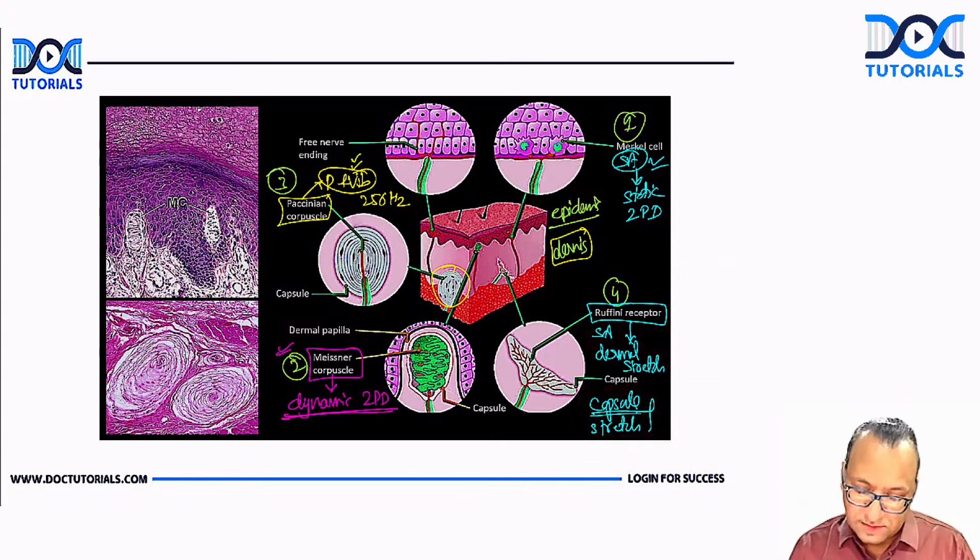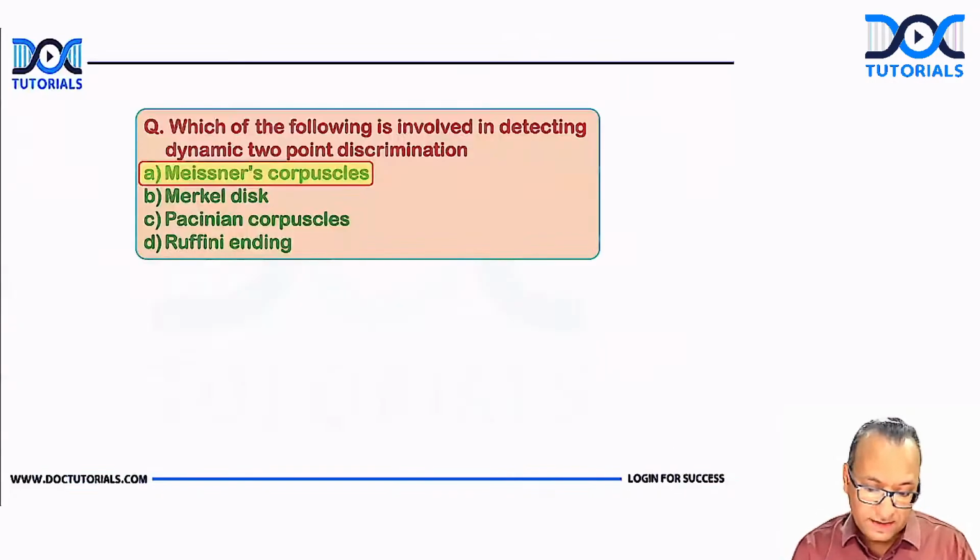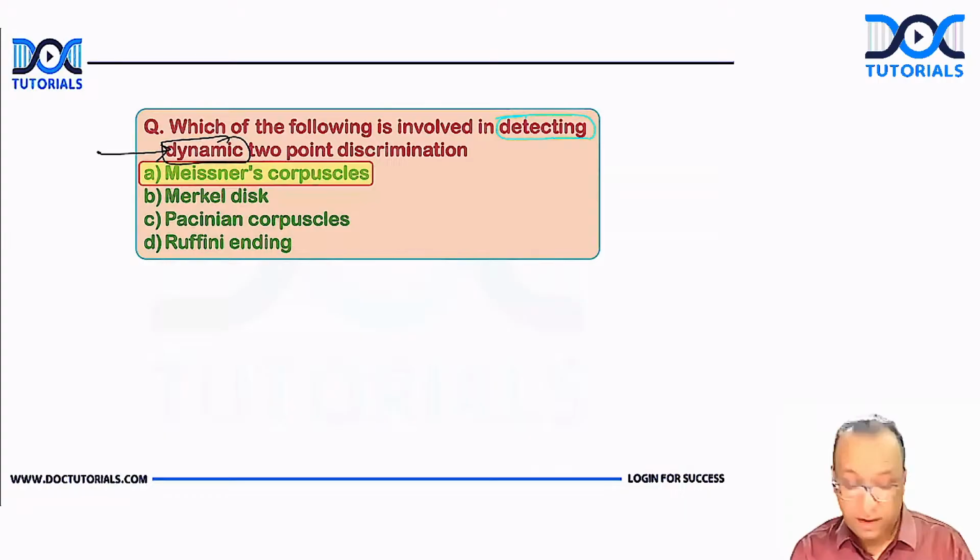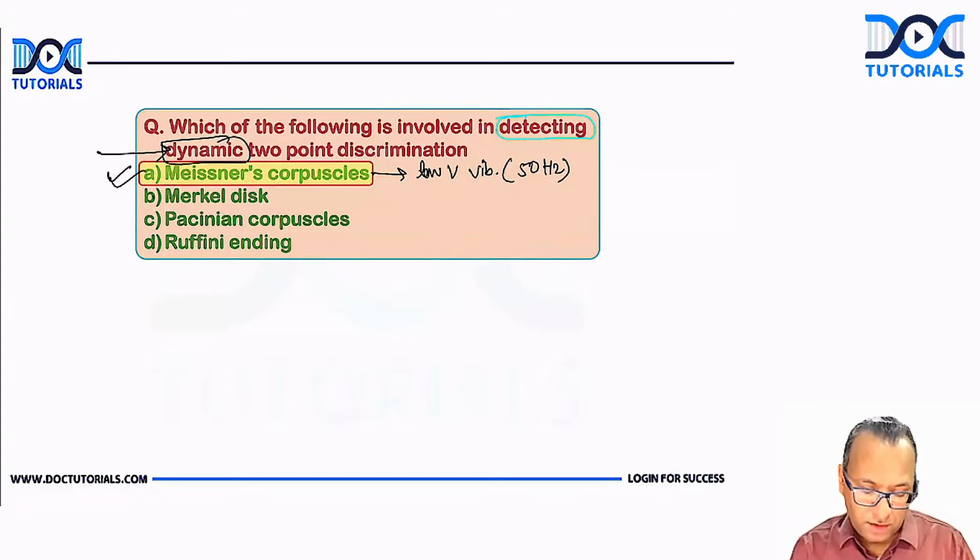So in that sense, if you are looking at this question, which is asking which of the following is involved in detecting the dynamic 2-point discrimination. If you said dynamic, then it is Meissner. Meissner corpuscle is not only for dynamic 2-point discrimination, it is also for low frequency vibration, say for example 50 hertz. If you are talking about the Merkel disc, it is for static 2-point discrimination.